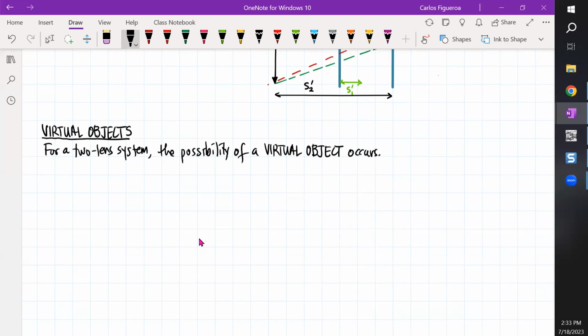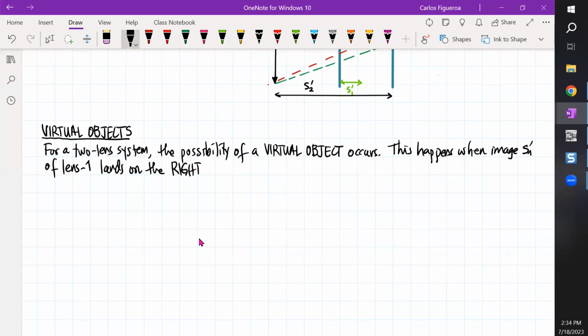And the way you get a virtual object is that this happens when image S1 prime of lens 1 lands on the right side of lens 2.